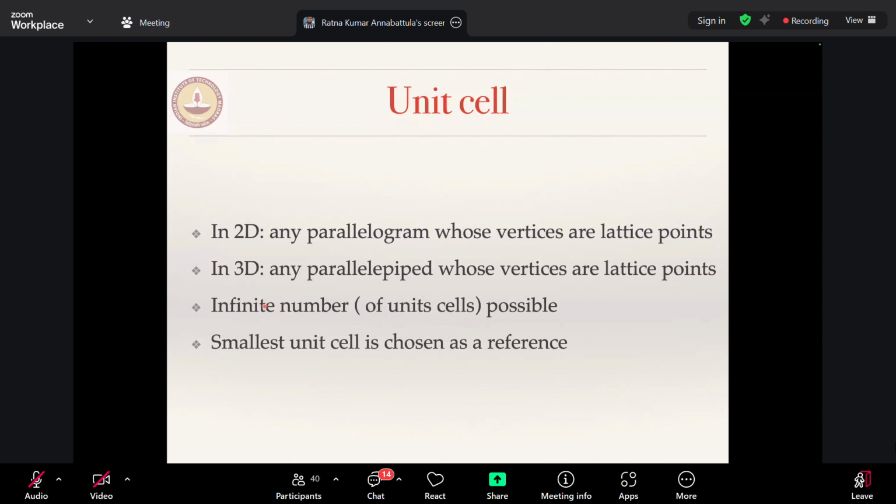And typically, it does not matter whatever is the chosen unit cell. If you repeat that, you will form a crystal or you will form a lattice. And typically, for understanding the structure of atoms, the general practice is to choose the smallest unit cell as a reference, but it is not necessary that you should choose only the smallest unit cell. Okay.